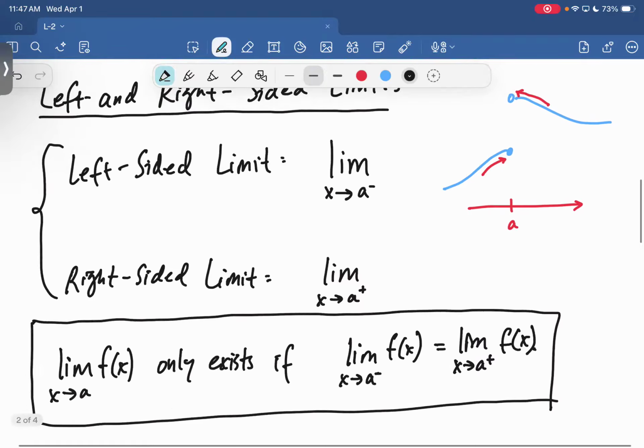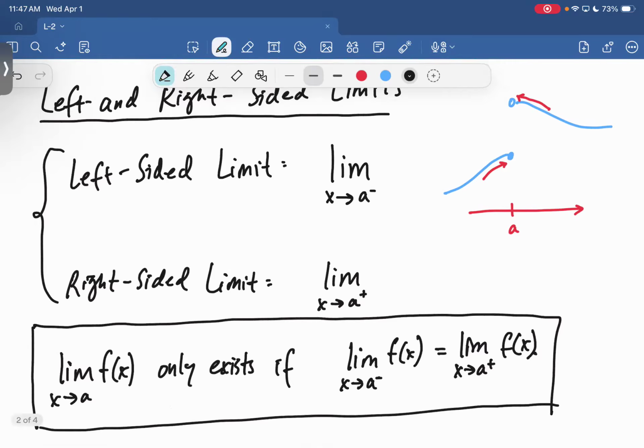So for example, in the function that I've drawn here, there are going to be two different limits depending on whether we're approaching from the left or the right. If we're approaching from the left, we get a smaller number. If we approach from the right, we get a bigger number.